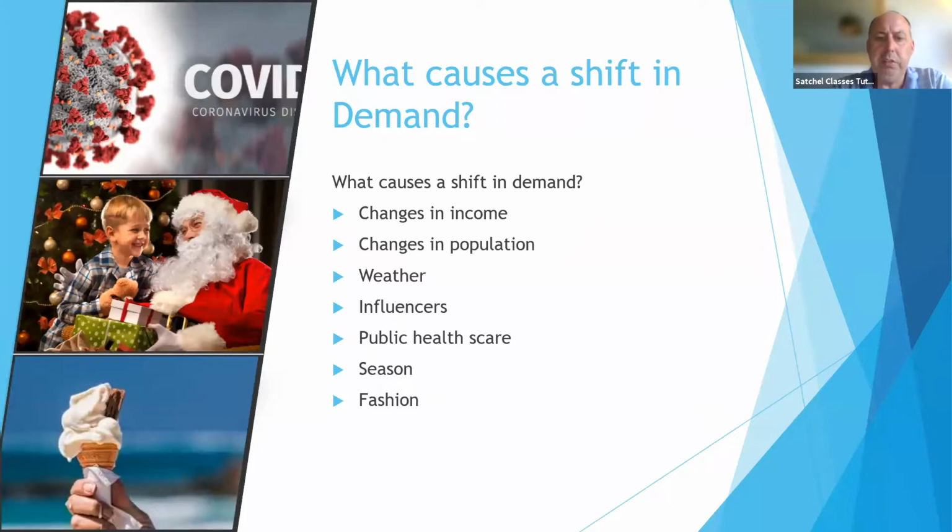Changes in population, well, simply if there's more people in the population, then there's more people out there to demand your products. So price may not have changed, but if we have an increase in population, then the demand curve can shift. Likewise, if the population falls, then demand can shift to the left.